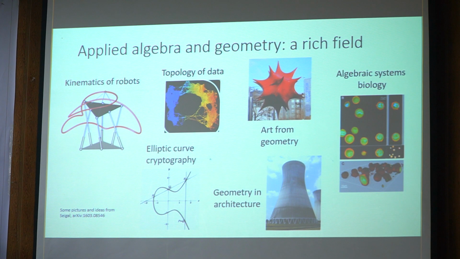So I think that's it. I've showed you some examples of how applied algebra and geometry is really quite a rich field. There's topology of data, there is architecture, there is systems biology, kinematics, and there are other examples, cryptography. The uniting theme is that this uses geometric objects, but there are also algebraic approaches to study these geometric objects. So it's a very rich subject.